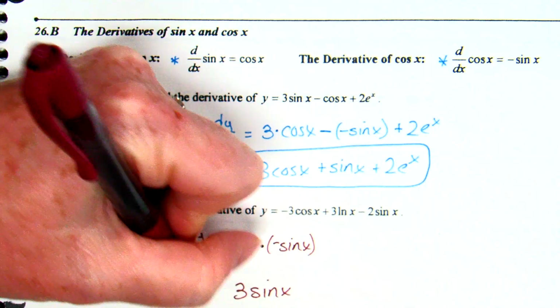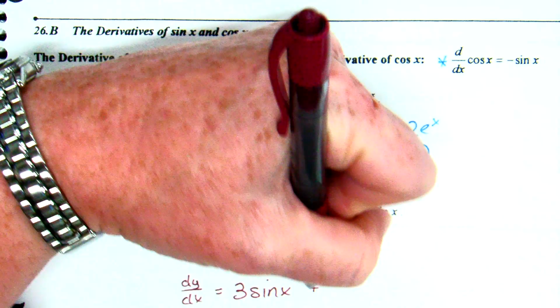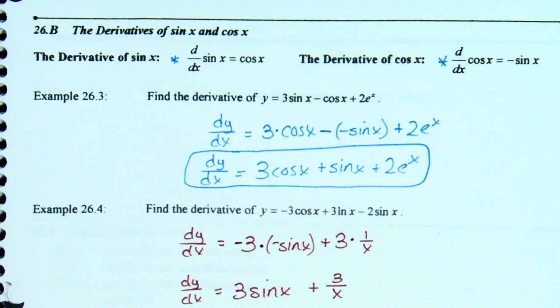Okay? Plus derivative of 3 natural log of x. The 3 stays a 3. What's the derivative of natural log of x? 1 over x. And so when you multiply 3 times 1 over x, that becomes 3 over x.